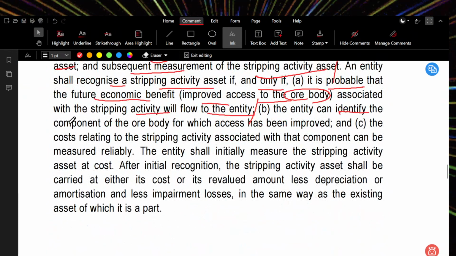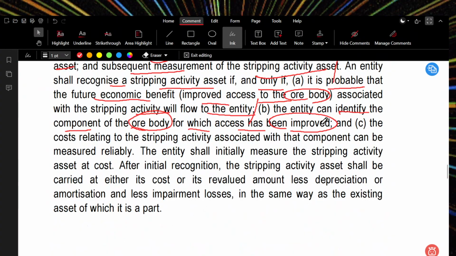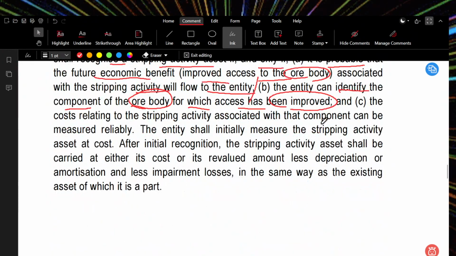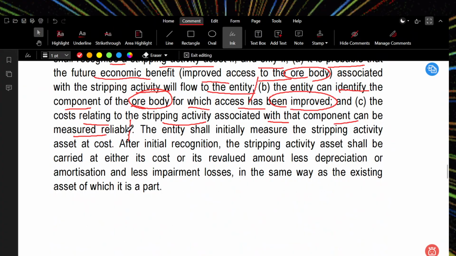The entity can identify the component of the ore body for which access has been improved. If access is improved now, we should see what component of the ore body identified in the entity will lead to that improvement. The cost relating to the stripping activity associated with that component can be measured reliably. So what will be the cost? That also we should see.